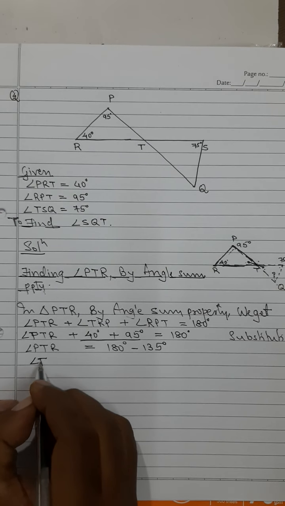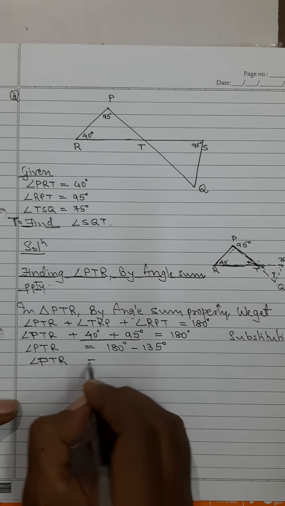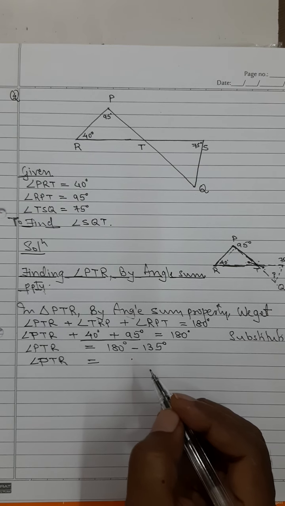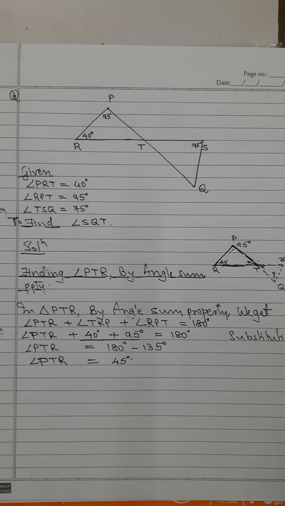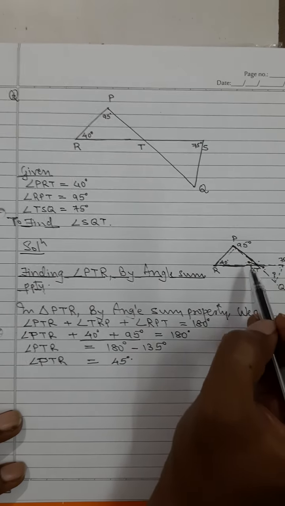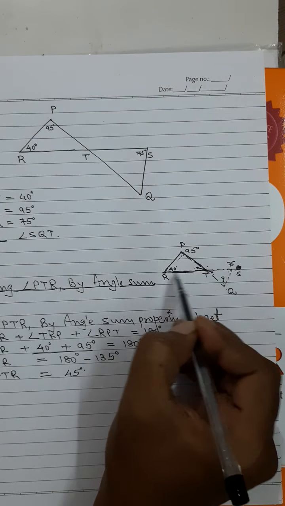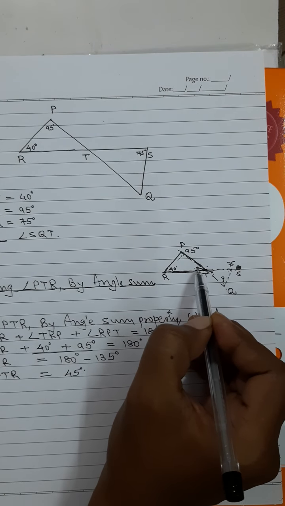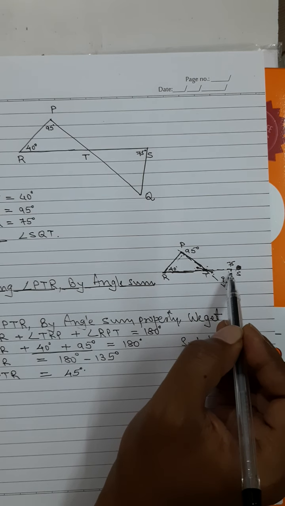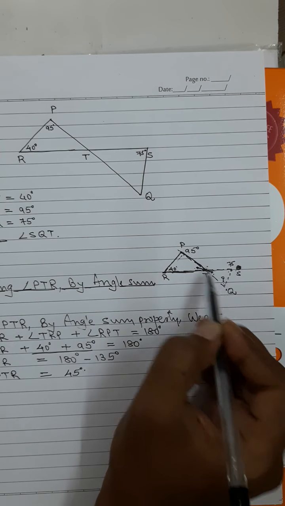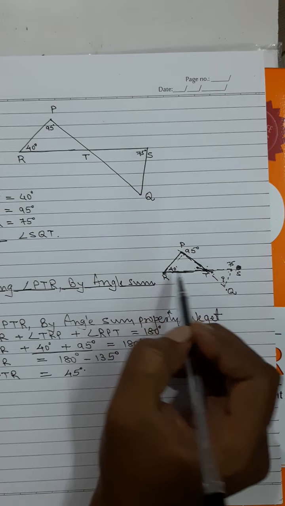So I get angle PTR. I subtract this, 180 minus 135, and I get 45 degrees. Okay, this is going to be 45 degrees. So this angle PTR is now 45 degrees. Now this is very easy, you don't have to actually state this, because of vertically opposite angles, angle STQ is congruent to angle PTR.